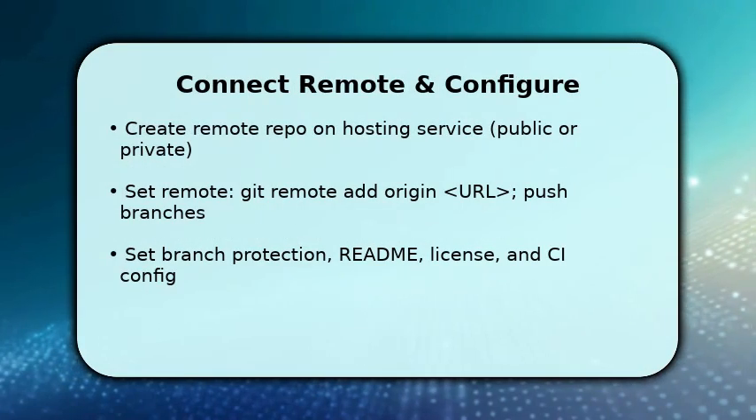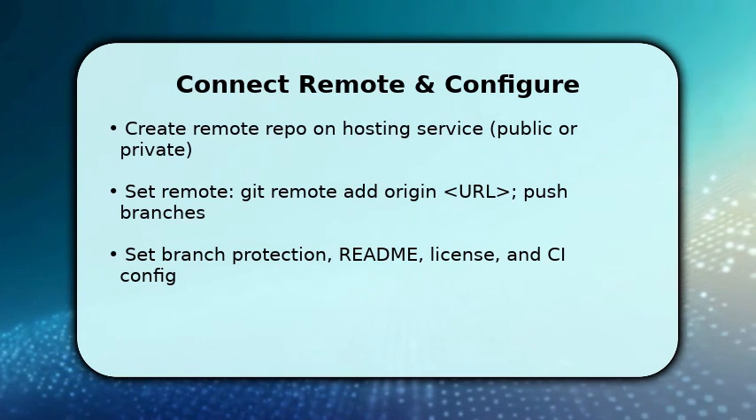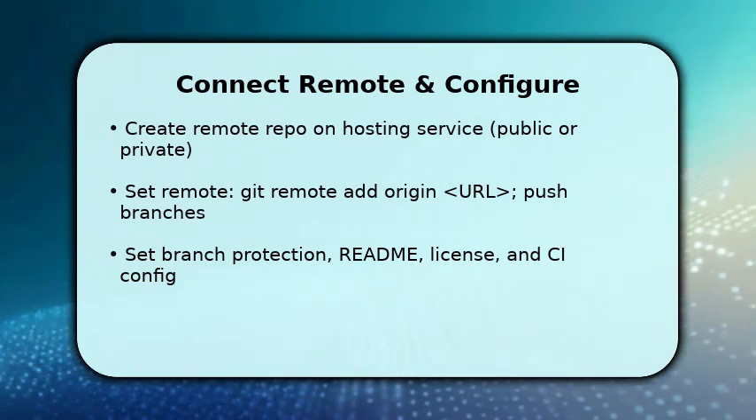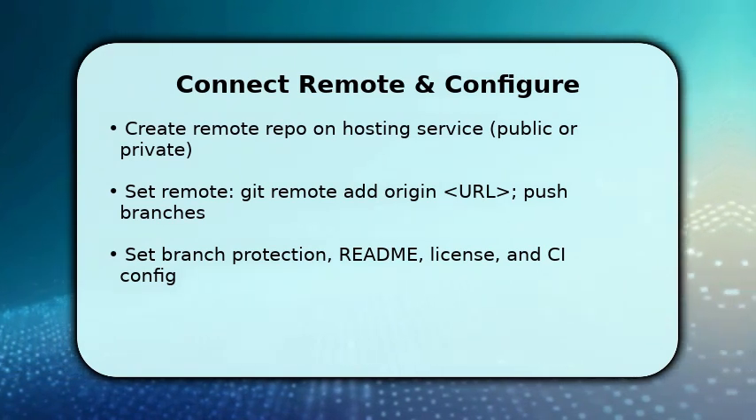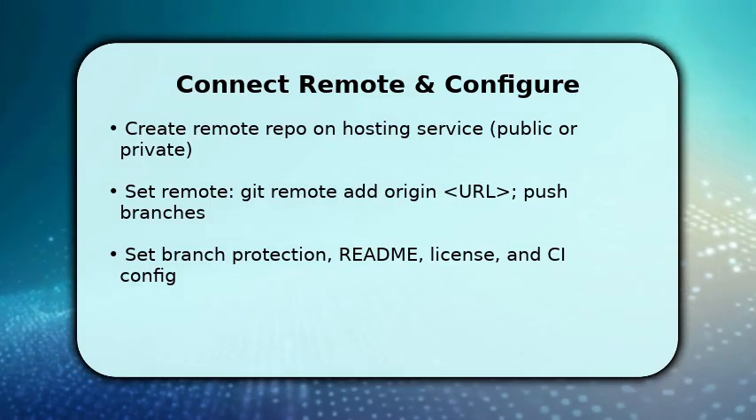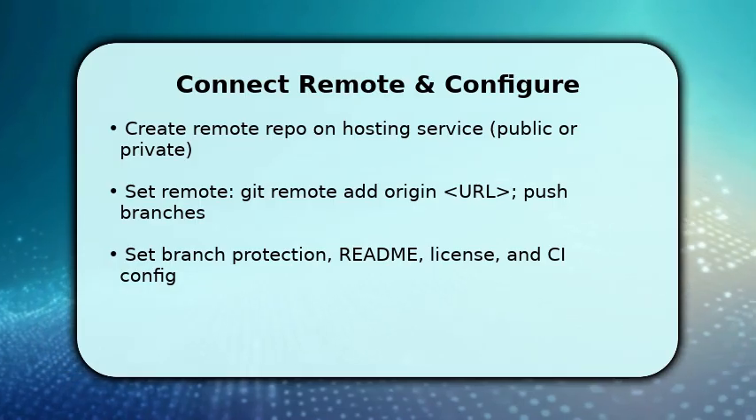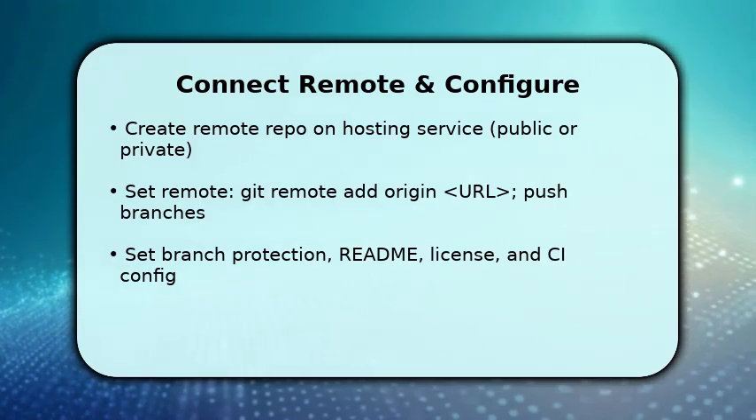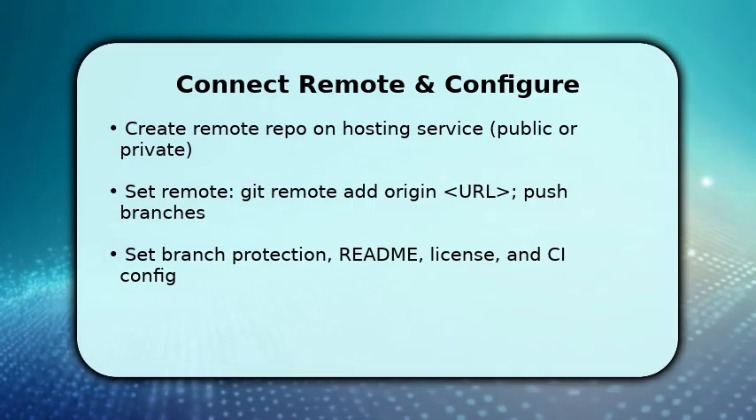Next, connect your local repo to a remote. In the hosting UI, create a new repo and copy the SSH or HTTPS URL. Choose private if needed. Back in VS Code, run git remote add origin URL, then push your main branch with git push -u origin main or git push -u origin master.